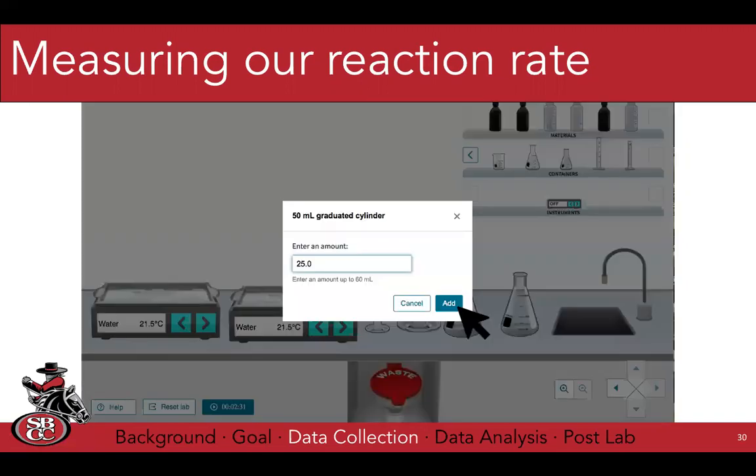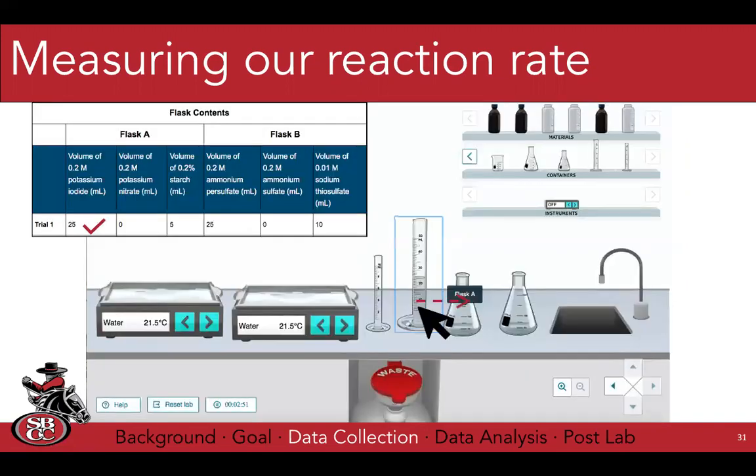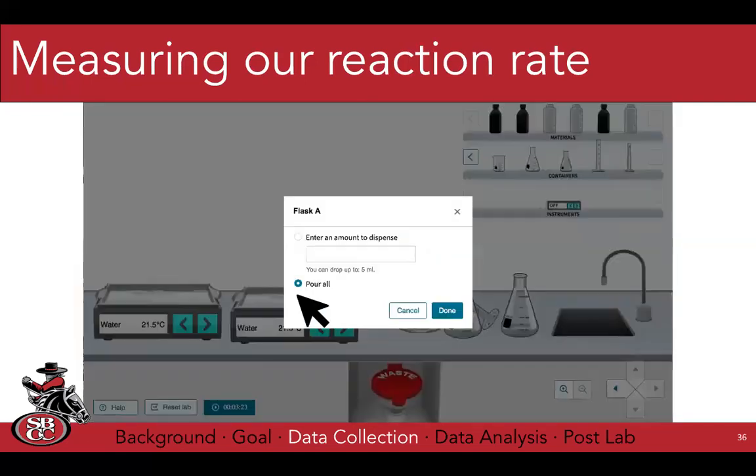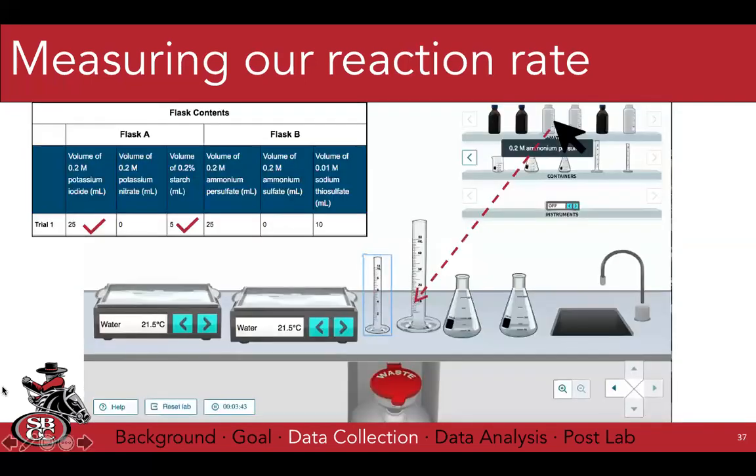So 25 mils and add it to flask A. And so you can see I'm checking it off as I go, and then pour all the starch solution into the small graduated cylinder, 5 mils, pour all. And so we're just tracking it every time. A good suggestion as a group, have one person running the lab in your breakout room and have somebody else just be kind of the bossy person that says, okay, now do this. Okay, now do this. So that you have a double check that you don't need to redo your data later on if it doesn't make sense.